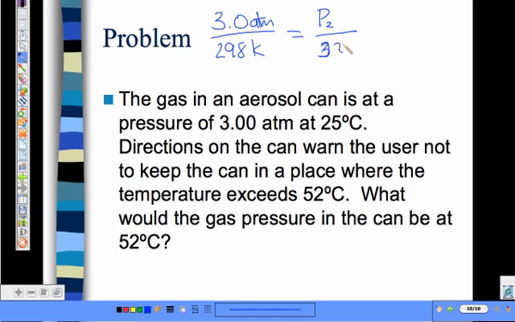Okay, so what did you get for P2? 3.27 atm. Okay, so at this pressure, the can must not be able to withstand this pressure, so it's going to explode.